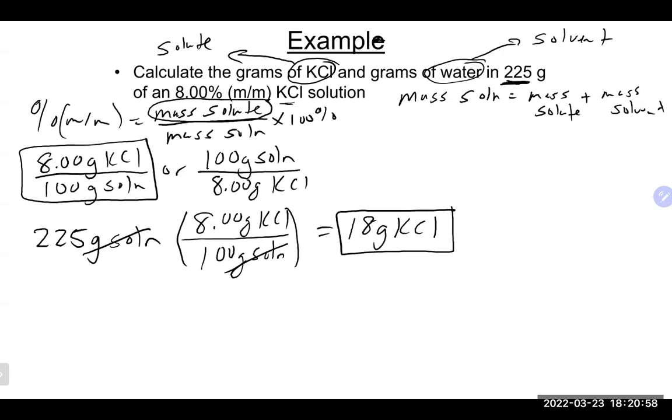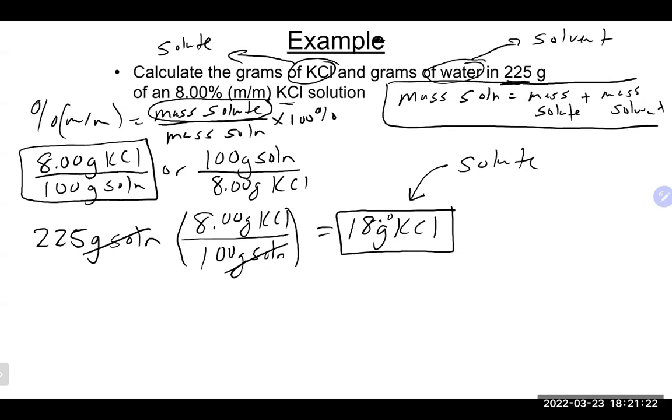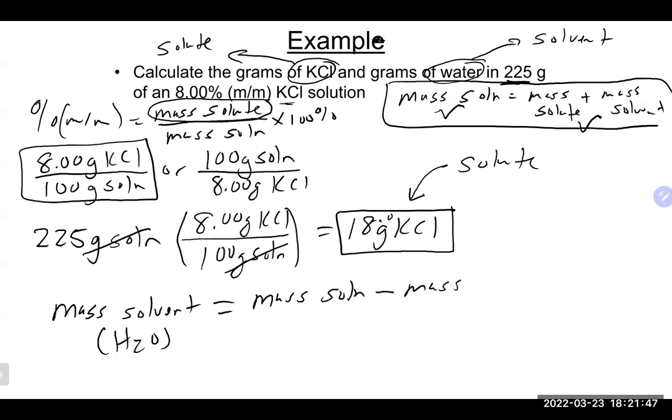First off, any questions on that? Okay. Now, sig fig wise, it probably should be 18.0. We'll pop the 0 in there. This is KCl, which is our solute, right? And that means we are looking for the water, which is our solvent. That's where this relationship comes into play. We know that we started with 225 grams of the solution. From our calculation, we just got the mass of the solute, right? So we could rearrange that and find that the mass of the solvent, also known as water in this case, would be the mass of the solution minus the mass of the solute.